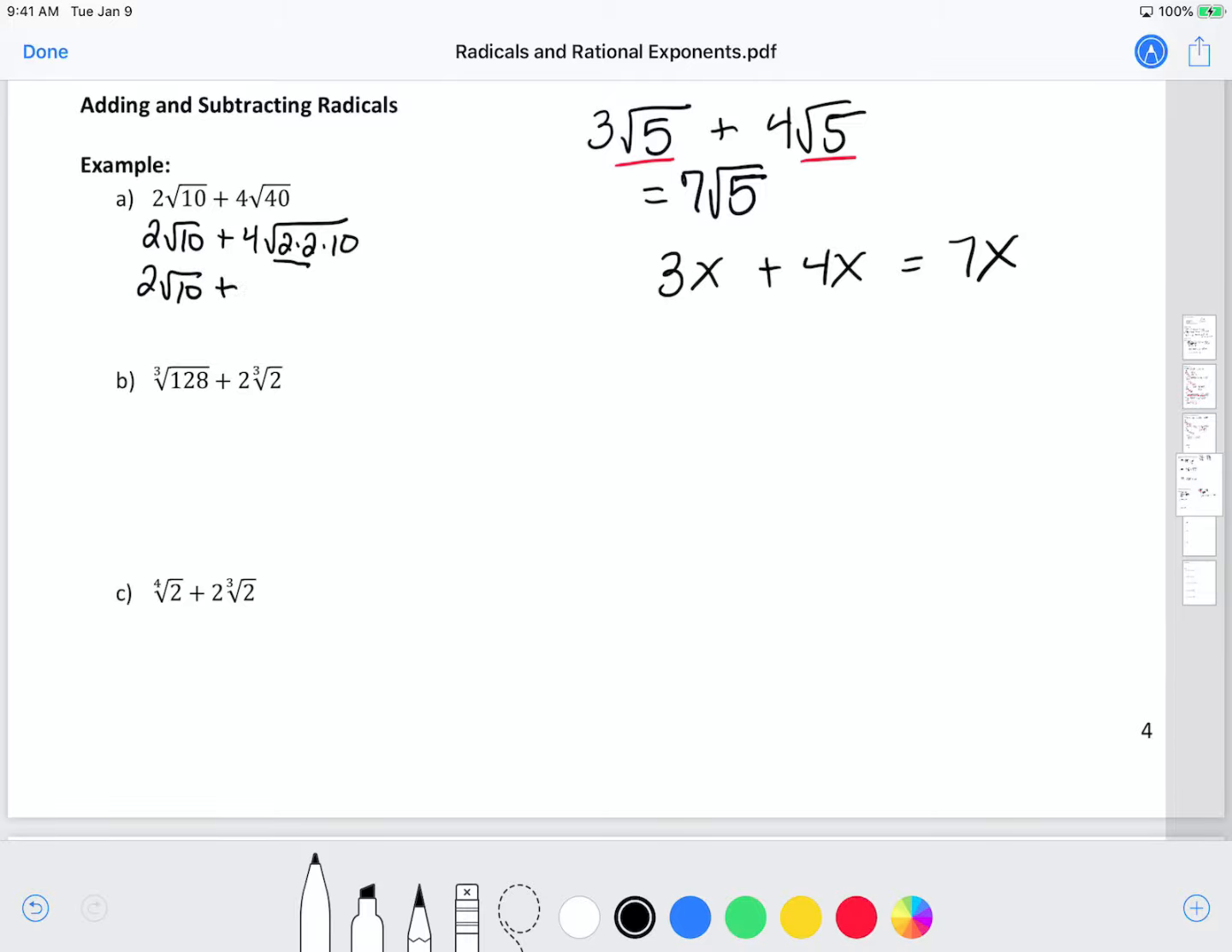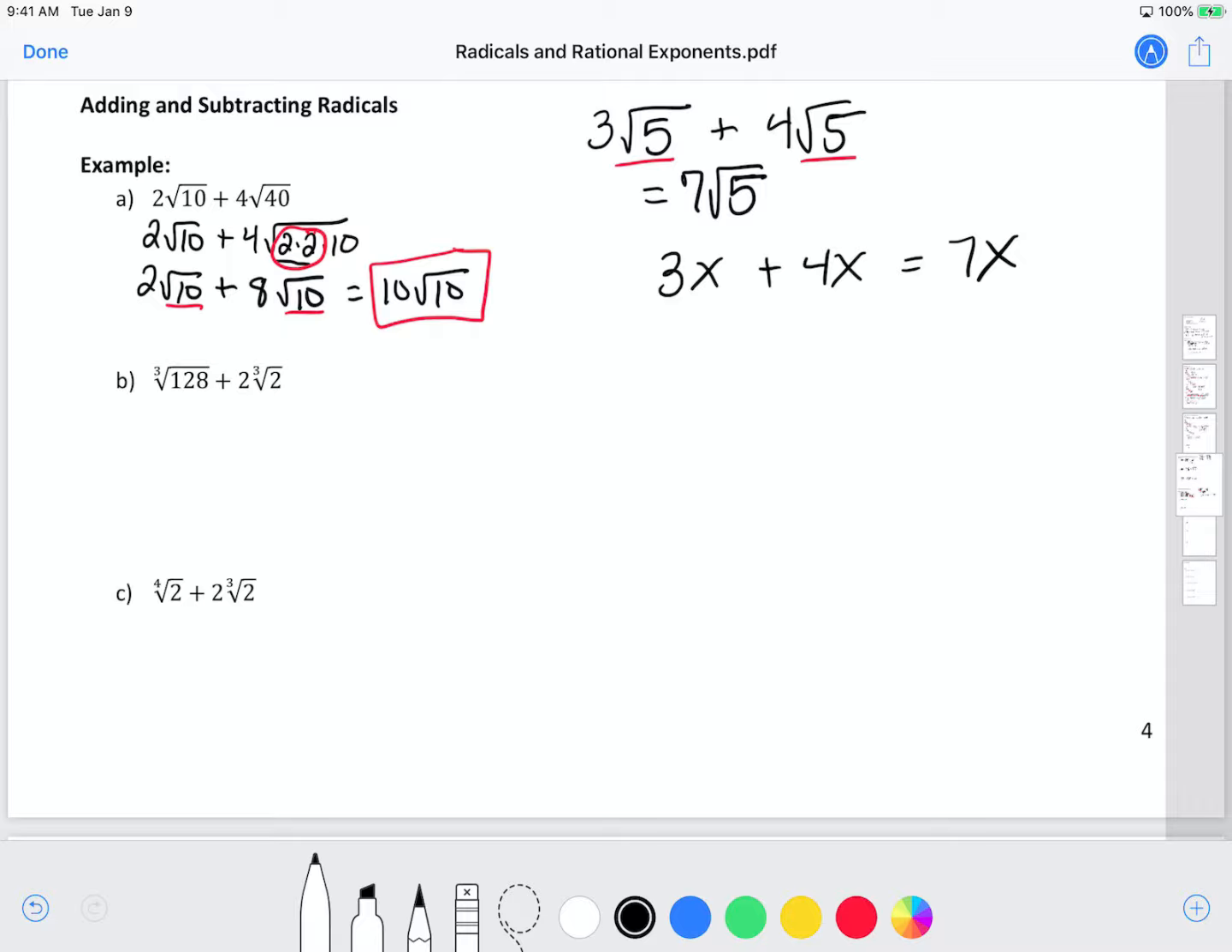When I pull this group of 2 to the outside, it ends up multiplying by the 4, and I have 4 times 2 on the outside, and I'm left with the square root of 10 on the inside. Now my square roots are the same, and if I have 2 square roots of 10, and I have 8 square roots of 10, then I have a total of 10 square roots of 10. And now I'm done. In example B, I can't add those cubed roots together as they are right now.